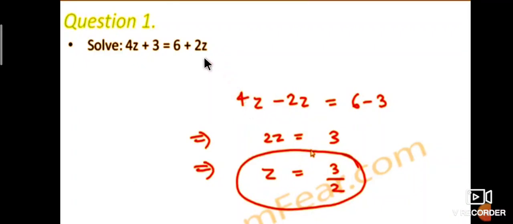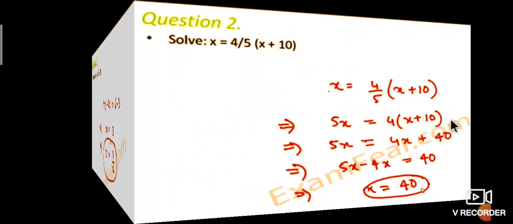Plus 2z transferred from RHS to LHS becomes minus 2z. Therefore, 4z minus 2z is equal to 6, and plus 3 becomes minus 3, so 6 minus 3. 4z minus 2z is 2z, and 6 minus 3 is 3. Therefore, z is equal to 3 by 2. This is the solution of this equation.